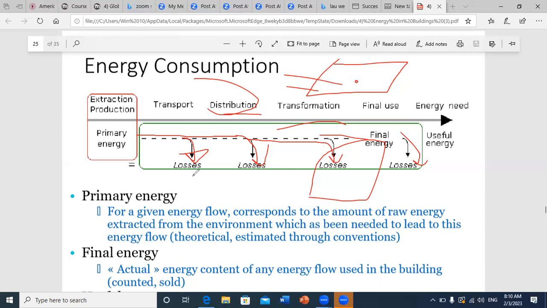So primary energy is, as we discussed, for a given energy flow, the amount of raw energy extracted from the environment which is needed to lead to the required energy flow. It can be, for example in the case of buildings, the primary materials that you use. To construct your building, you need materials. So in their initial forms, they will constitute a primary energy.